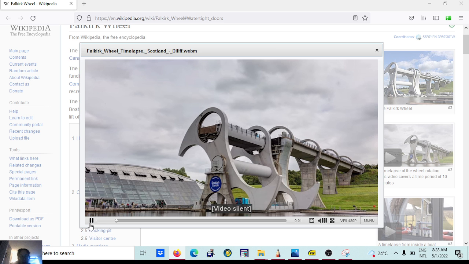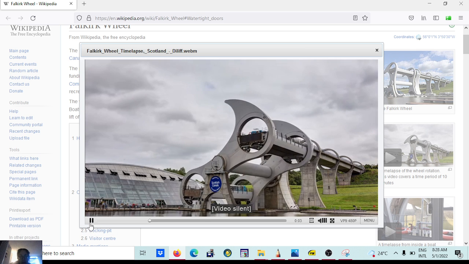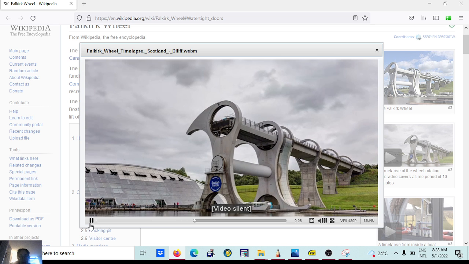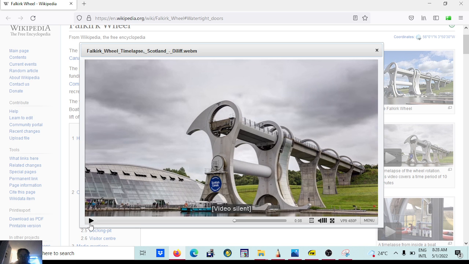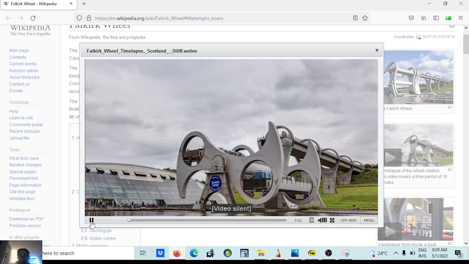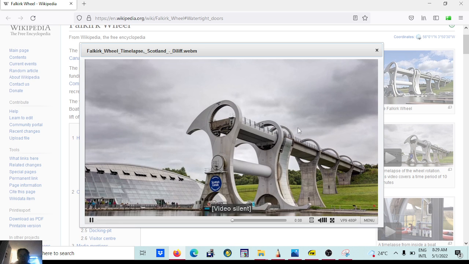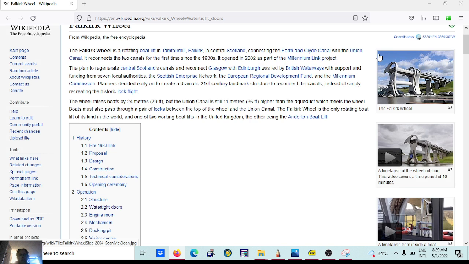So watch carefully. Boom, you see what happened? So this boat is going to go in, this boat is leaving, and this one is going to go down, and this one is going to go up. Okay, let's watch that again. See, this one goes down, it's going to leave, and this one is going to go in this direction. And it doesn't take much effort. It's very easy to operate.